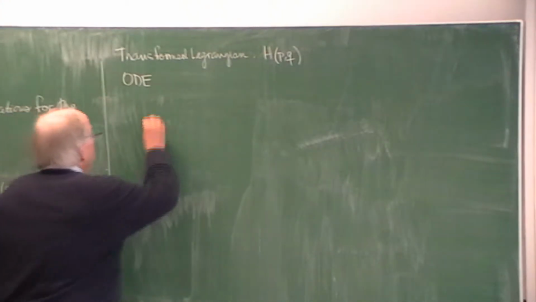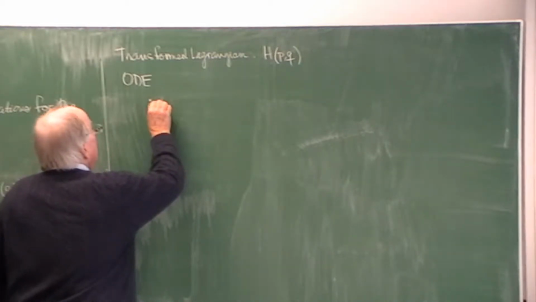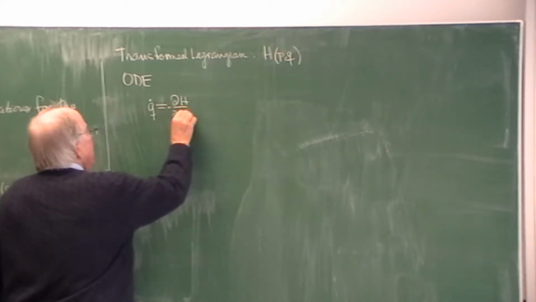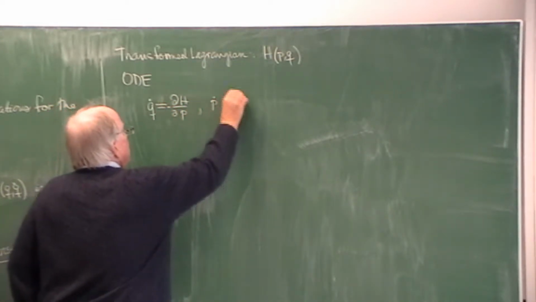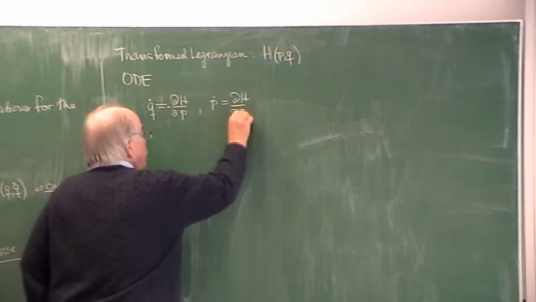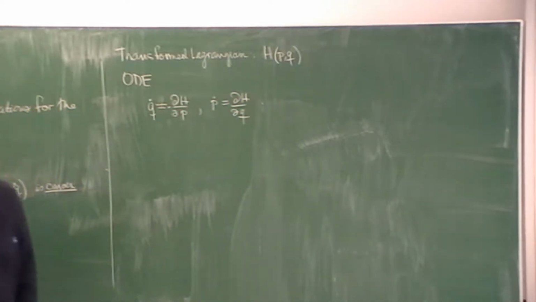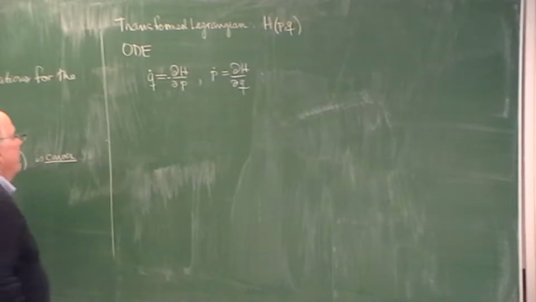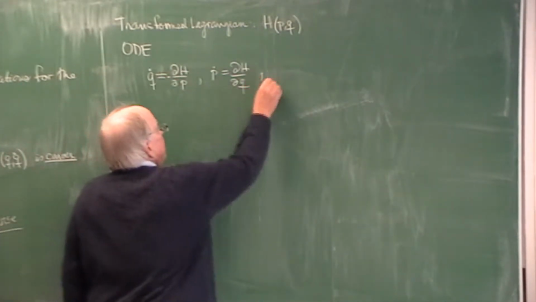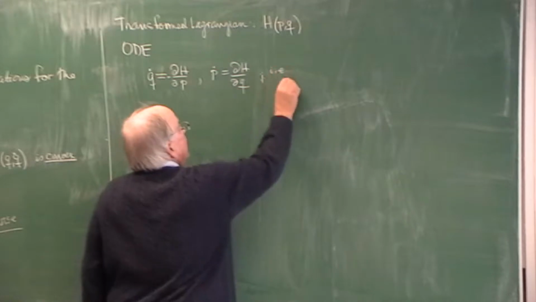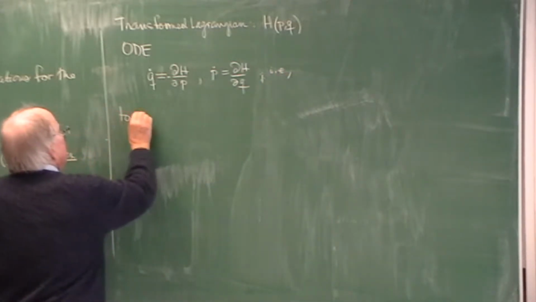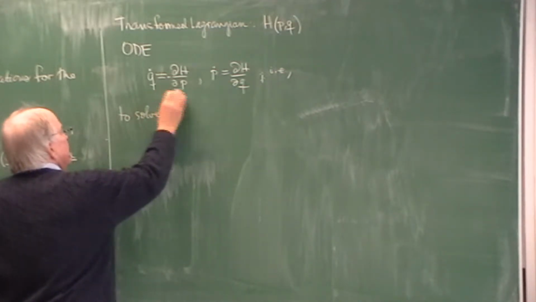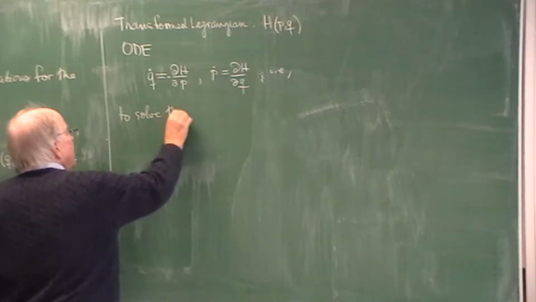It's q point equals dH, with a minus sign, dp, and p point equals dH dq. You agree with my signs? All right. So that means that to solve the ODE, so these are many equations here. The index has been hidden here. Solve the ODE.